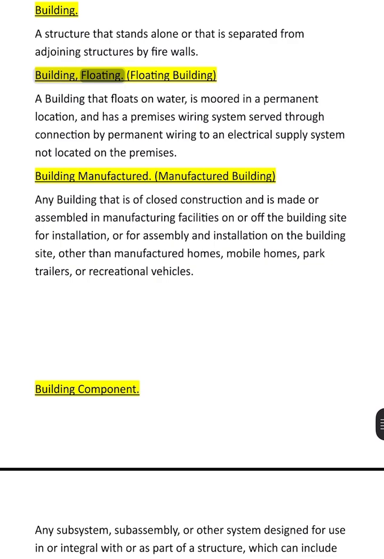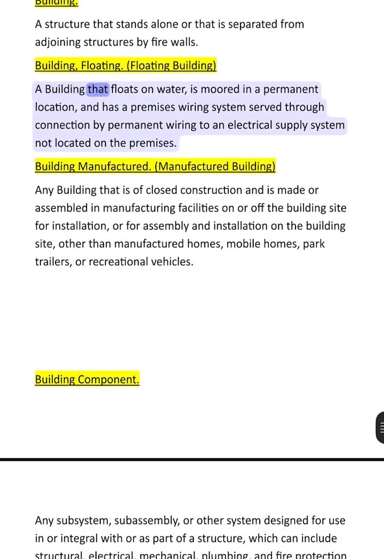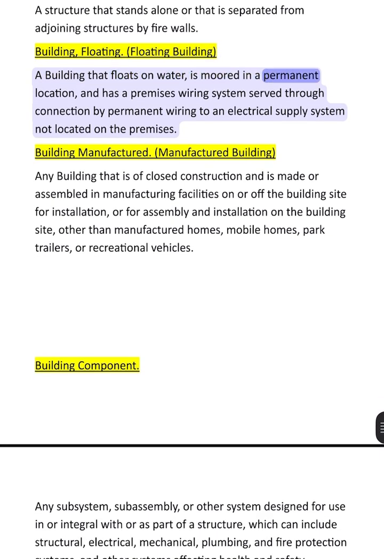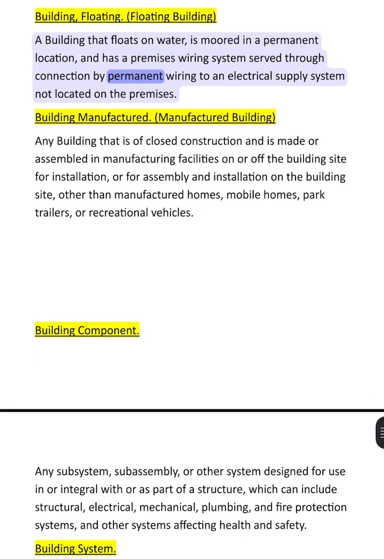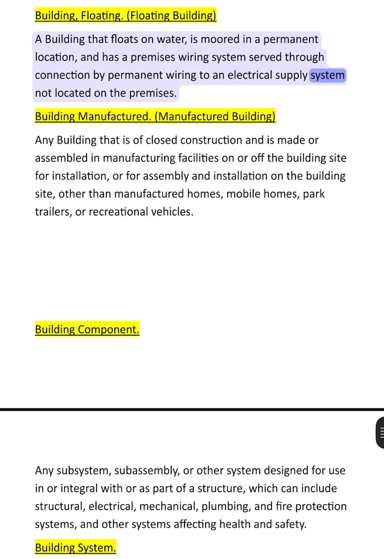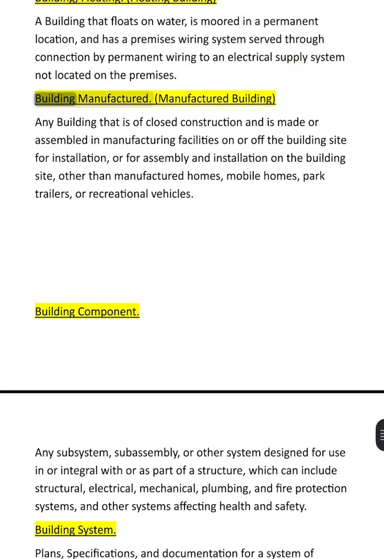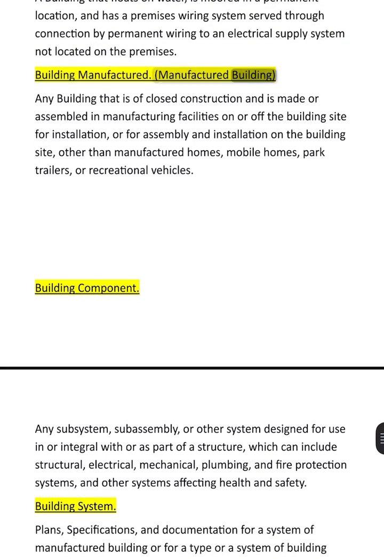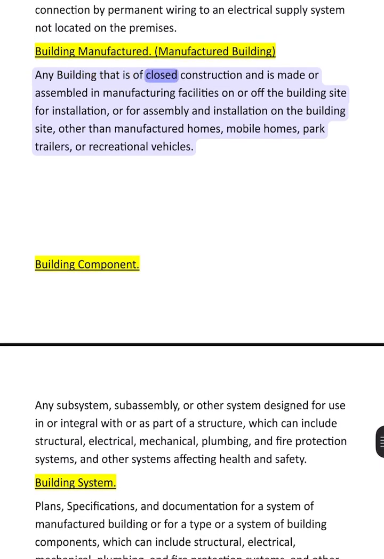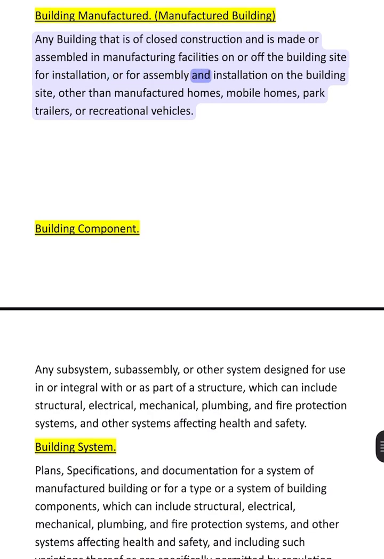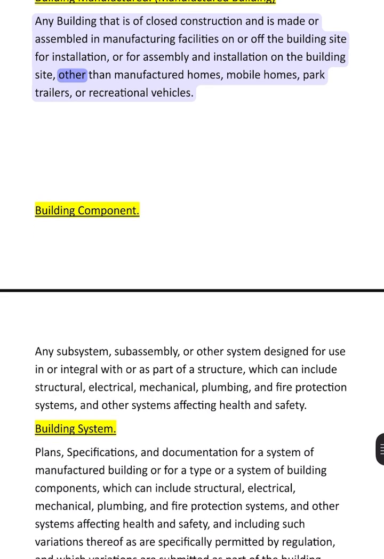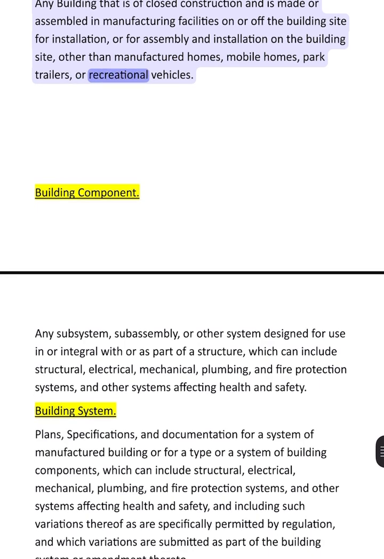Building, floating. Floating building. A building that floats on water, is moored in a permanent location, and has a premises wiring system served through connection by permanent wiring to an electrical supply system not located on the premises. Building, manufactured. Manufactured building. Any building that is of closed construction and is made or assembled in manufacturing facilities on or off the building site for installation, or for assembly and installation on the building site, other than manufactured homes, mobile homes, park trailers, or recreational vehicles.